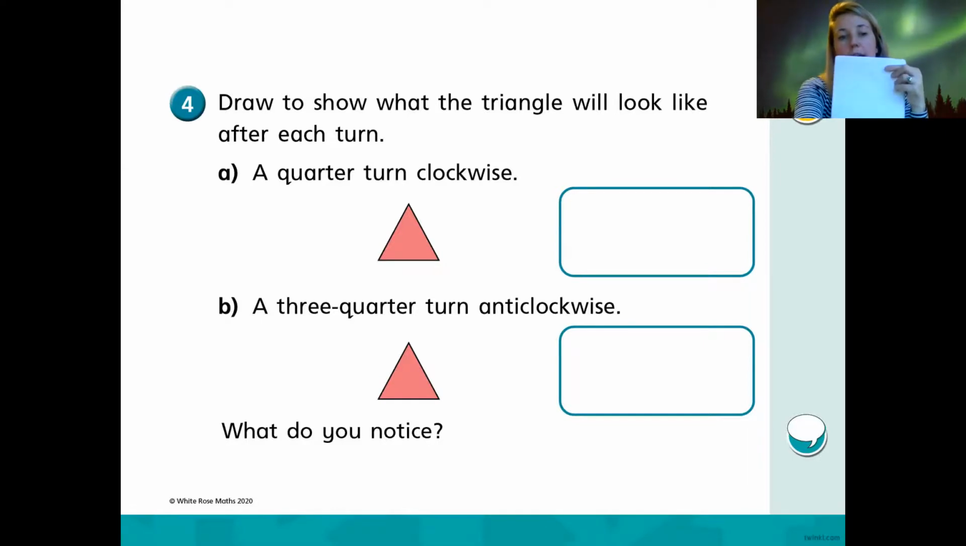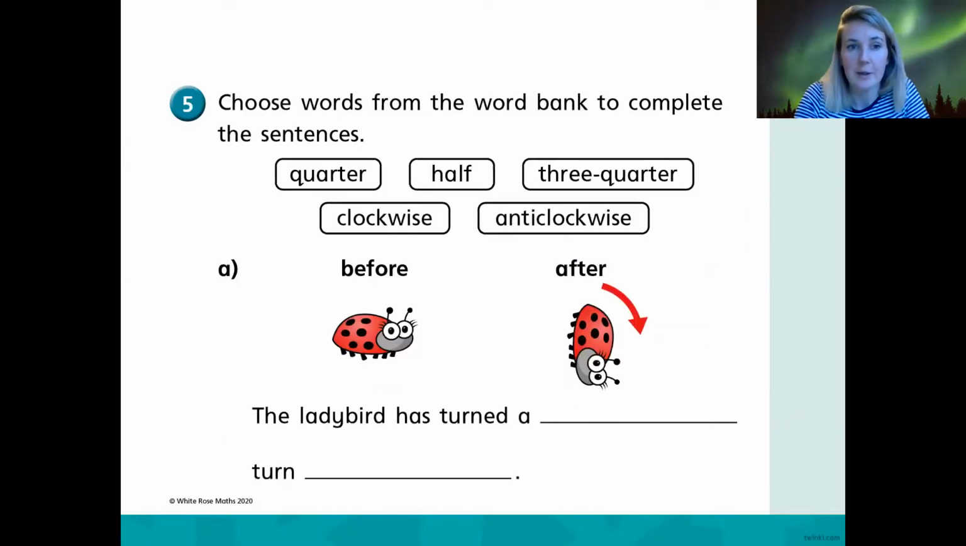Then for B, a 3/4 turn anti-clockwise would be that way. 3/4 turn. 1, 2, where do I go? 3. So it's also facing that way. So when it says, what do you notice? It's actually facing the same way. Choose words. Again, if you need to pause me or go back, that's okay. That's one of the advantages of being recorded.